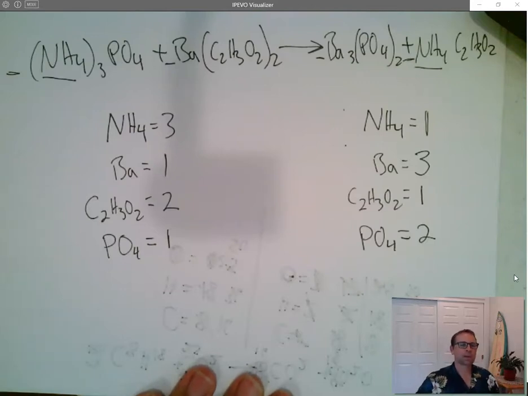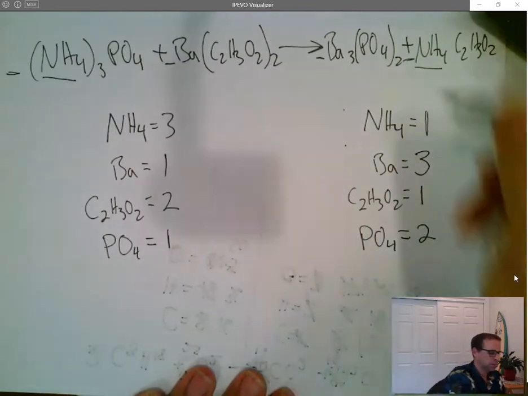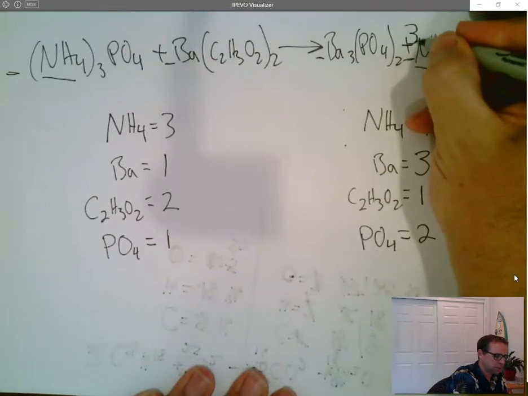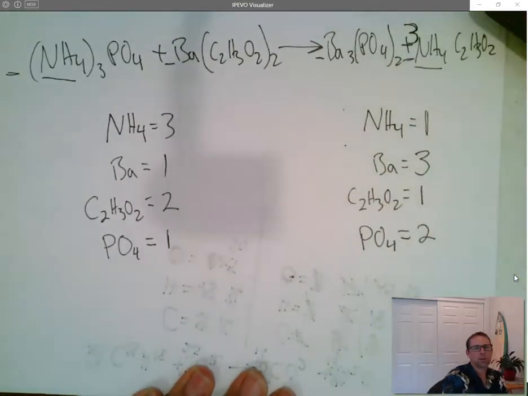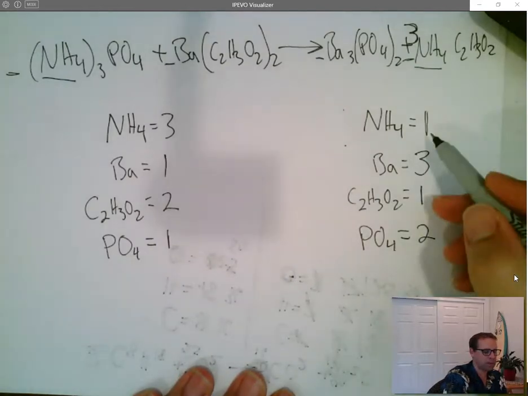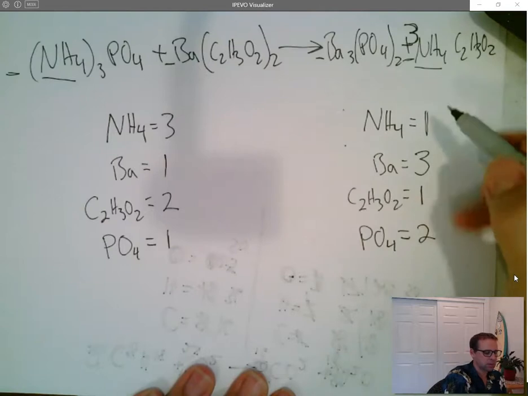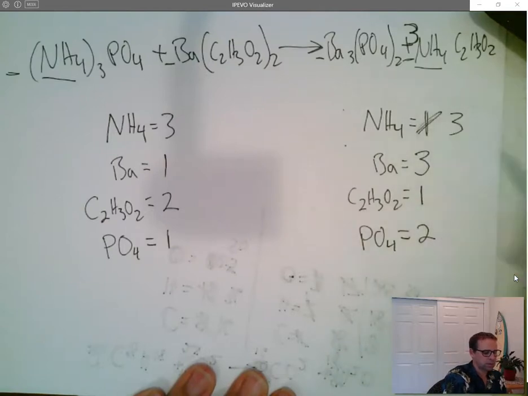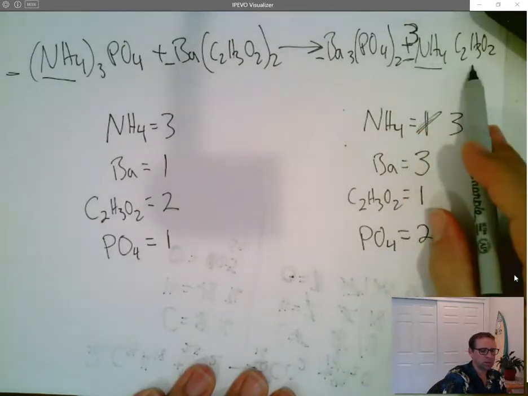I would say if we start on the left, that first one we would keep it blank. So we have 3 of those, and then we need to even it out on the right side. So we would put 3 in front of the NH4. So how many NH4s is that going to give us then? Well, then that'll give us 3. What else will that change?